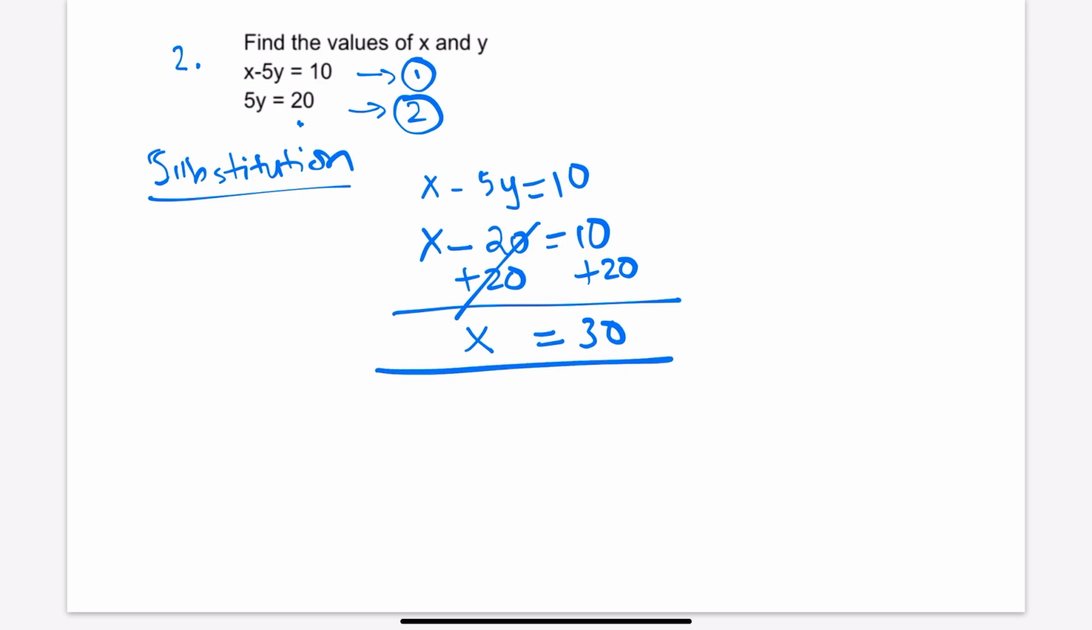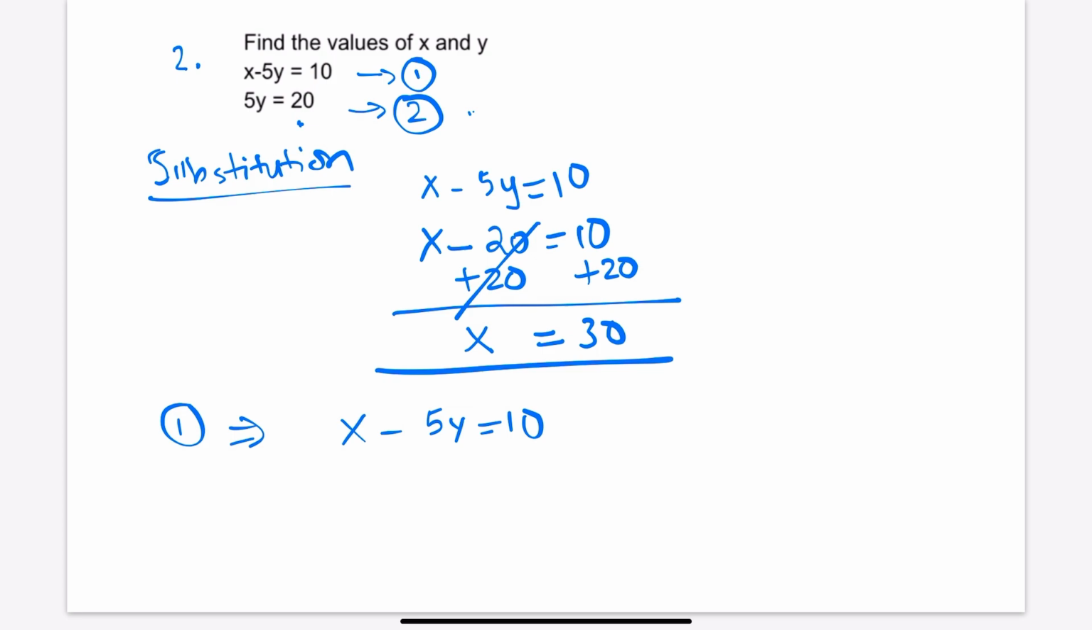Alright. Now I cannot pick any equation, 1 or 2, to find y, because why? The equation 2 here does not have the x term. You see, we found x, but it does not have the x term. So I am mandated to use equation 1, which has the x term, in order to find y. Let's do that. So equation 1 says from above x minus 5y is 10.